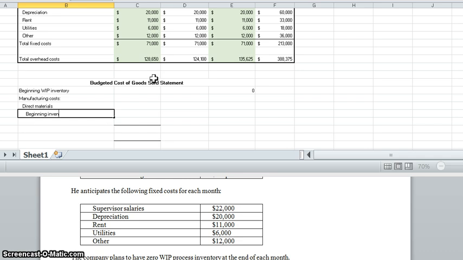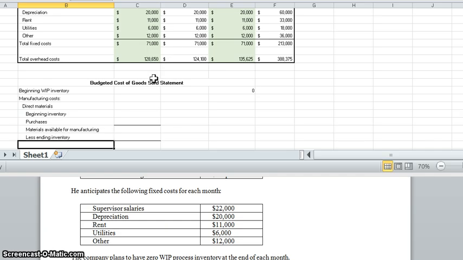So beginning inventory is for raw materials. Then you add in your purchases. Whatever you get there, that is your materials available. I think we usually call this available for manufacturing. Then we go ahead and take out any ending inventory, and then whatever is left over gives you your total direct materials cost. And essentially, if you remember this from the first few chapters, that formula is your direct materials used. So that's the cost that you're using in your manufacturing costs.